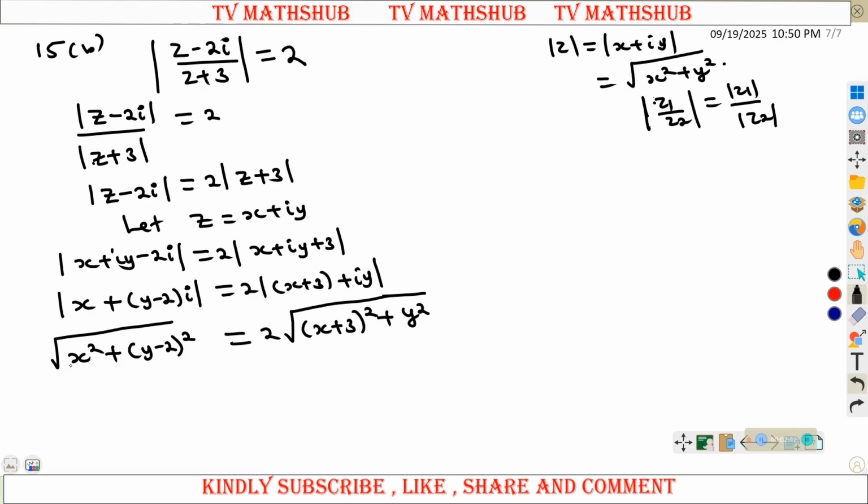So from here, in order to remove the square root sign, we shall have to square on both sides. So when we square on both sides, we shall have this one squared and this one squared. Doing that, this square will go with this square root, so we remain with x squared plus y minus 2 squared. I can easily expand that, or else I can still maintain this.